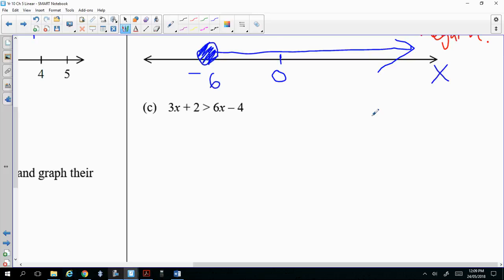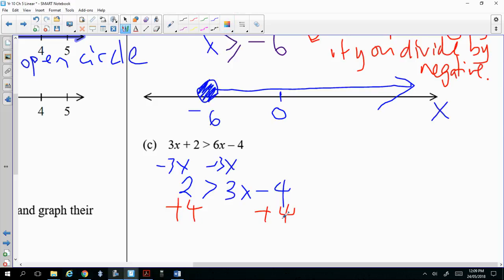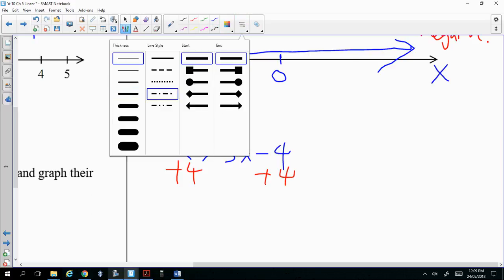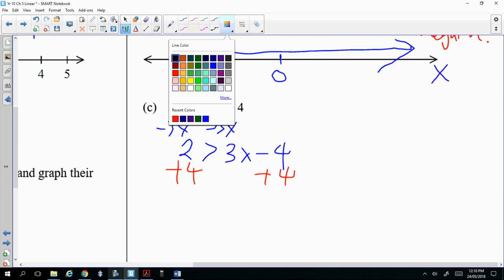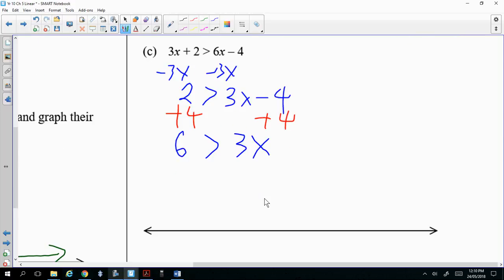Now let's try to solve. You just minus both sides by 3x, because 3x is bigger than 3x minus 4. And then you add 4 to both sides. Then you end up getting 6 less than 3x. And then divide by 3, you get 2 is less than x.